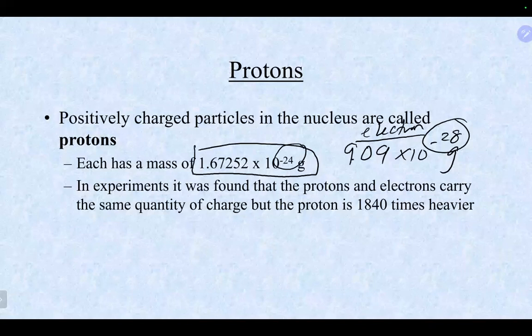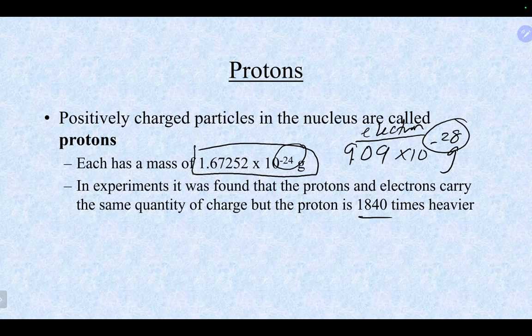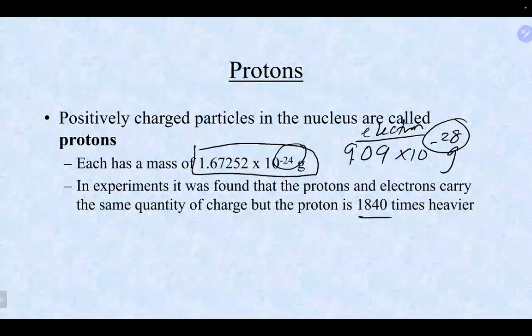So the proton is about 1,840 times heavier than any electron that's flying around. That also helps us understand what Rutherford said, that most of the mass of the atom is the nucleus, because in the nucleus are our protons, which are each about 1,800 times heavier than any electron flying around. So that fits very nicely with Rutherford's idea that most of the mass of the atom is actually the nucleus, where we do find those particles.